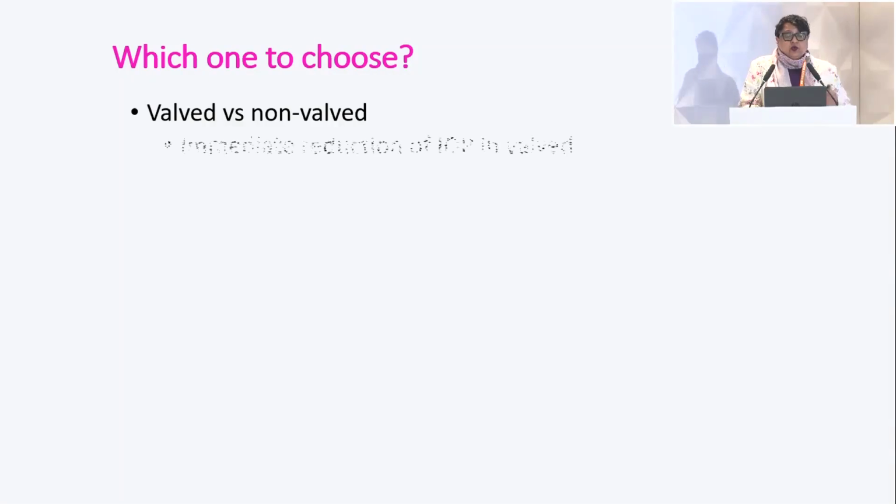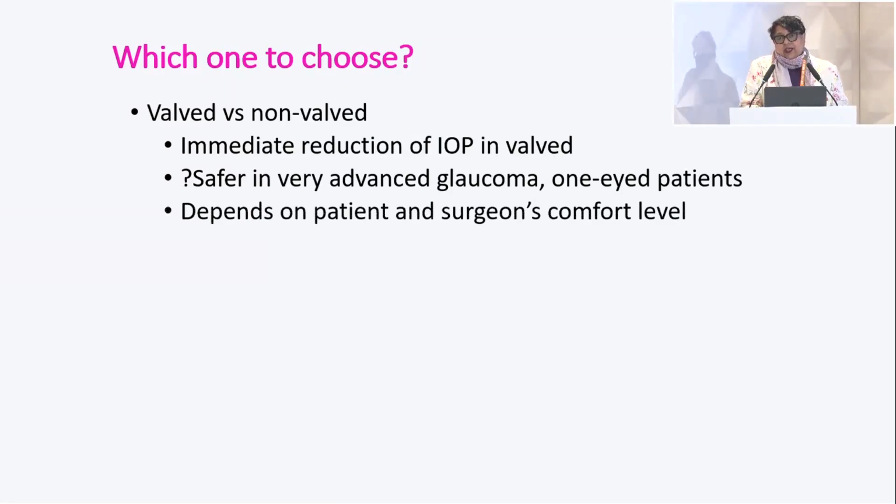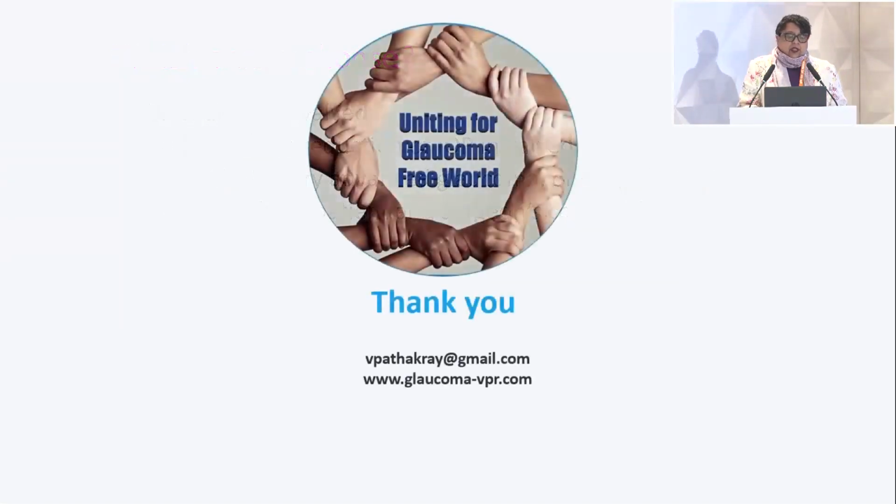So which one to choose? Basically, if you want an immediate reduction in IOP, it's a no-brainer. You need the valved one. And you need to look at safety aspects in advanced glaucomas, one-eyed patients, and at the end of the day, it depends on patient and surgeon's comfort level of which tube you're going to choose in which patient. So we're coming back to the same thought process, that you customize your treatment based on the patient who is in front of you. Thank you very much.